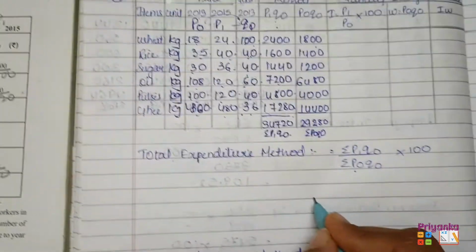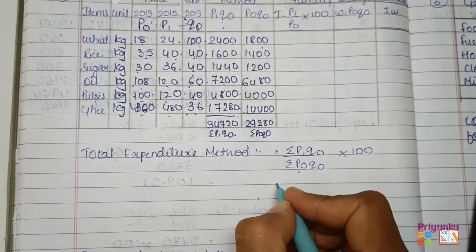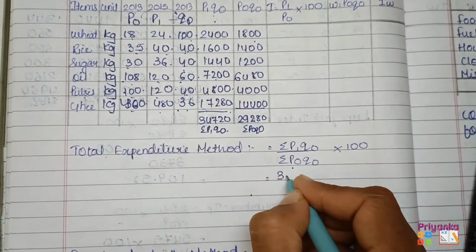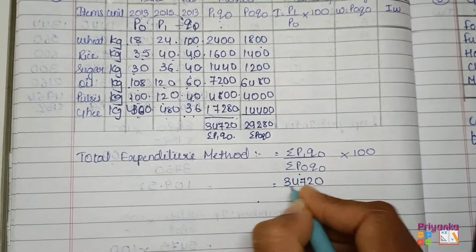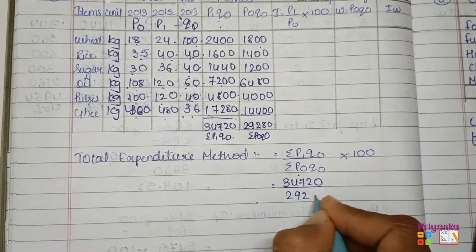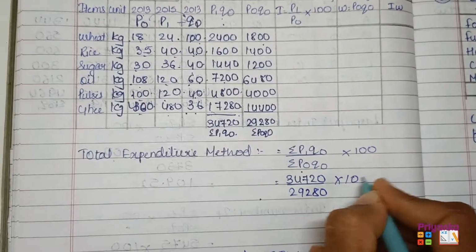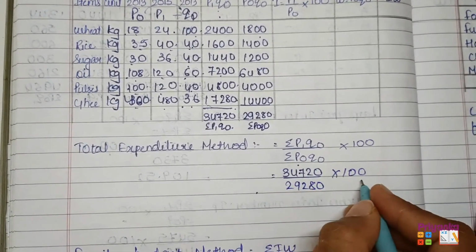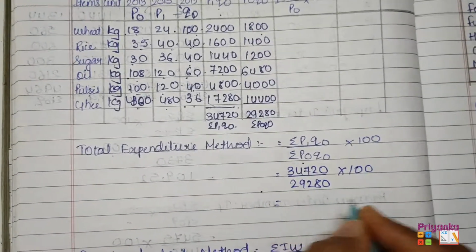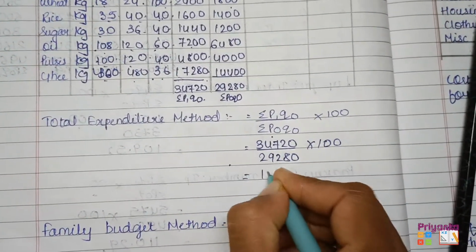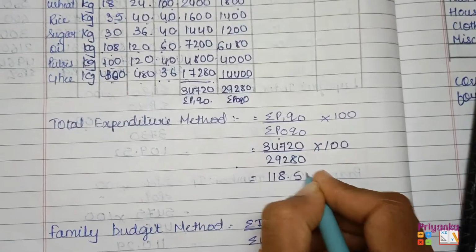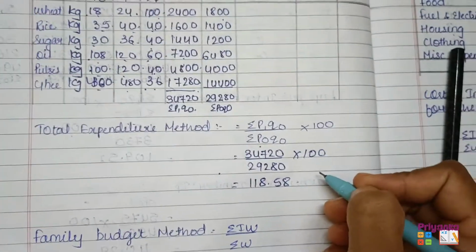Take the total into the total expenditure method. Keep the value in the formula, that is 34720 divided by 29280 multiplied by 100. Get them divided, multiply by 100. Here we get 118.58. That is the total expenditure method.